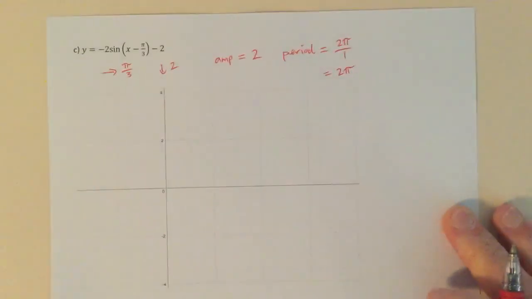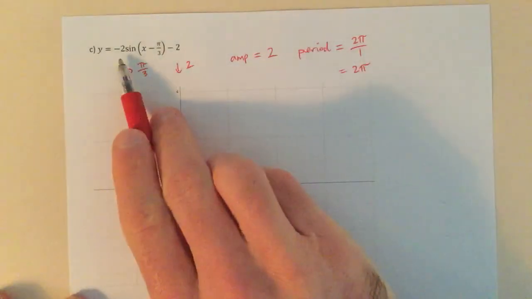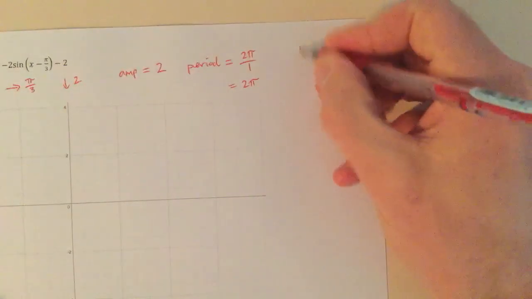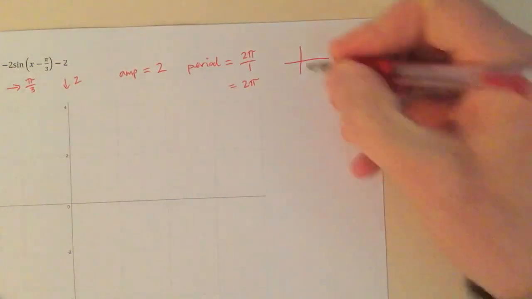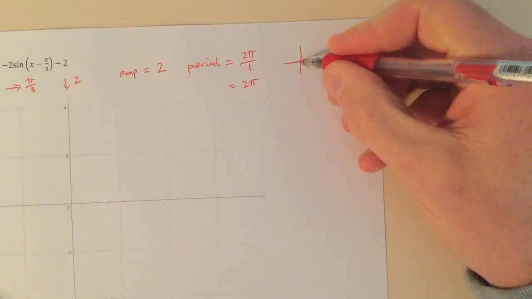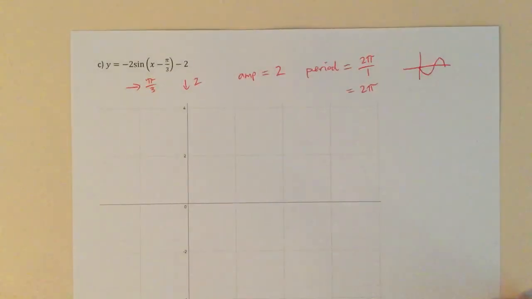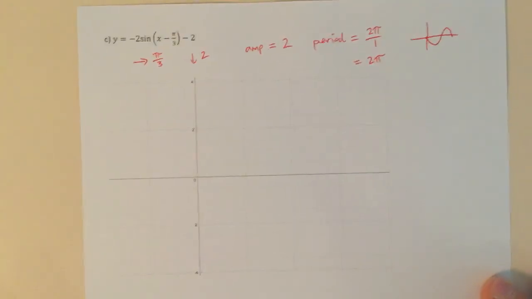And the other thing that it's good to be aware of is that this is a reflected sine graph. This is a sine graph that's going to be reflected in the x-axis. So our general look is going to be a sine graph starting in the middle but going down first, once we apply all the other transformations as well. So let's get stuck into it.